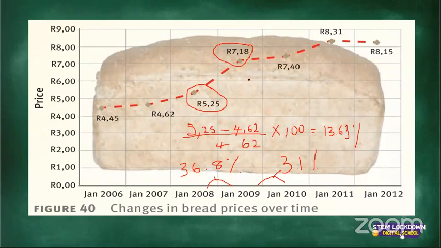Can you follow that? Do you understand? Is it clear for you guys? In January 2009, the price was 7 rand 18 cents, and then in January 2010, it went to 7 rand 40 cents. But when we calculate the inflation rate, we find it to be 3.1%. The inflation rate for January 2008 to January 2009 was 36.8. So when we compare these two, there was a very big decrease in the inflation rate. Does anyone know why that is the case? Can someone please explain why the inflation rate is decreasing even though the price increased?